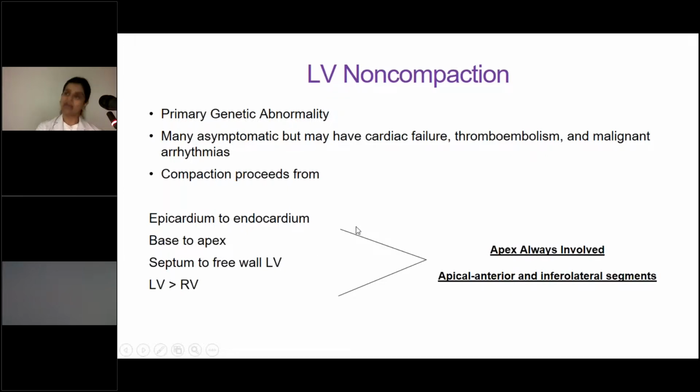And any arrest in this normal process of compaction will lead to this LV non-compaction cardiomyopathy, in which the ventricular apex is almost always involved because of this pattern of normal compaction. The other important areas involved are the apical segments of the heart and the anterolateral and inferolateral segments of the left ventricle.